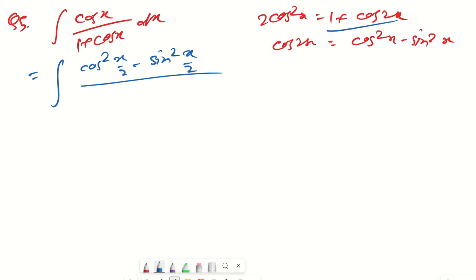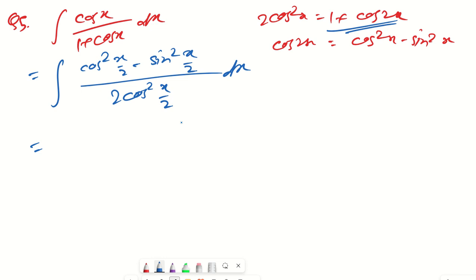So for the 1 plus cos x term, I can take it from here: 1 plus cos 2x was there, so it is 2 cos square x. So now it will become 2 cos square x by 2, dx. Now we can take this separately, so cos square x will get cancelled, and here sin by cos will become tan.